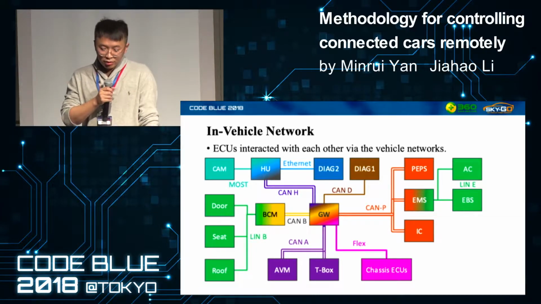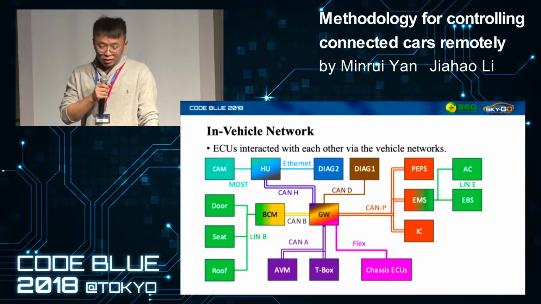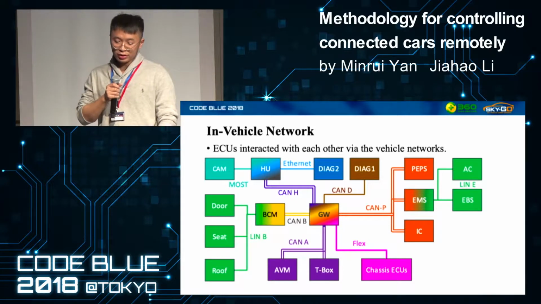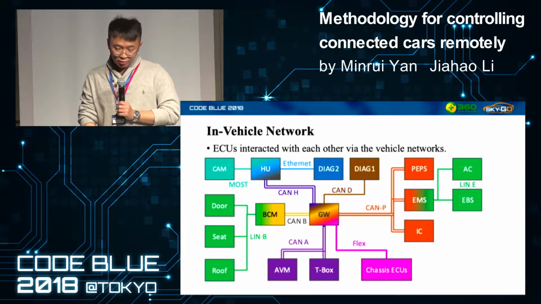In a vehicle network, the gateway's main functions are to isolate different networks and forward data. The body control module controls the doors, seats, roof, trunk, and some other things. And the head unit is in a different network from the BCM.